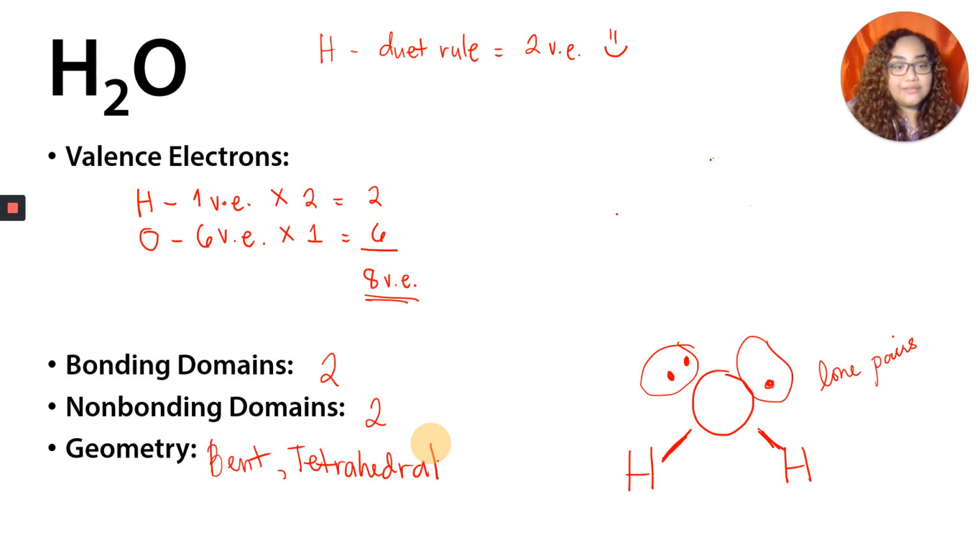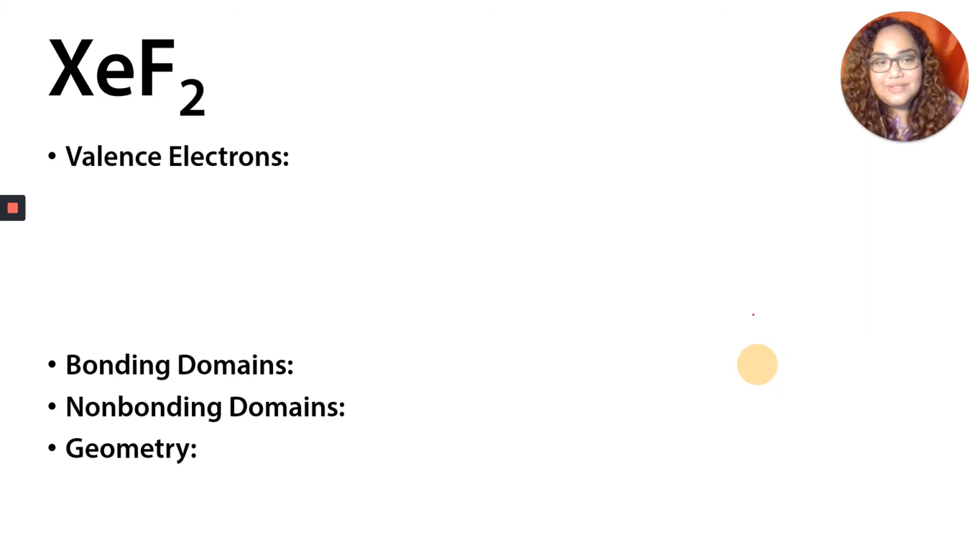So that is water. Okay, let's go to the third example. We have xenon difluoride. Okay, so xenon is, let's count the valence electrons first. We'll do the same procedure. Xenon belongs to group 8.